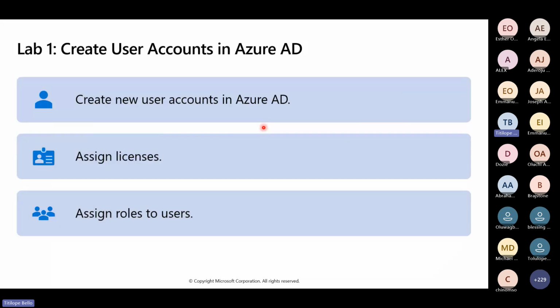So that brings us to the end of the theory, and we are going to go into the demo. So here, in the lab, we are going to create users. We'll see how we create users in Azure, in Entra ID now. Let's start calling it the right name. We are going to create users in Entra ID.